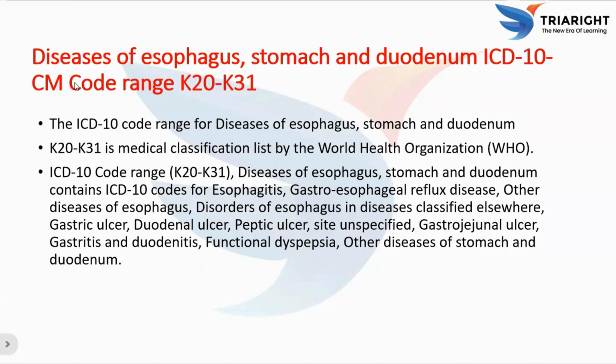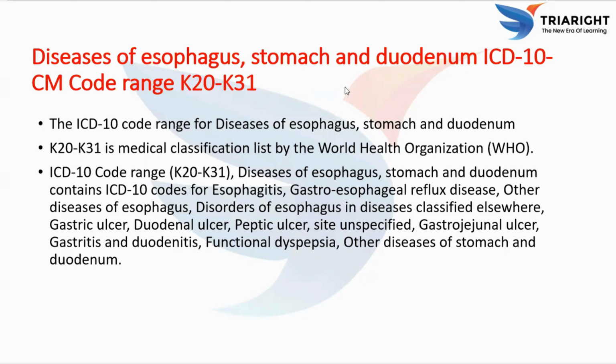Coming to diseases of esophagus, stomach, and duodenum. This code ranges from K20 to K31. This section of ICD-10 covers diseases that affect the upper part of the digestive system, that is the esophagus, stomach, and duodenum, which is the first part of the small intestine. This is defined by WHO, the World Health Organization. These are used by the medical coders, doctors, and hospitals to classify and record the diseases involving the upper gastrointestinal tract.